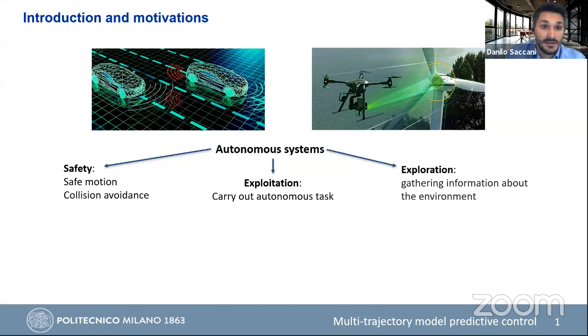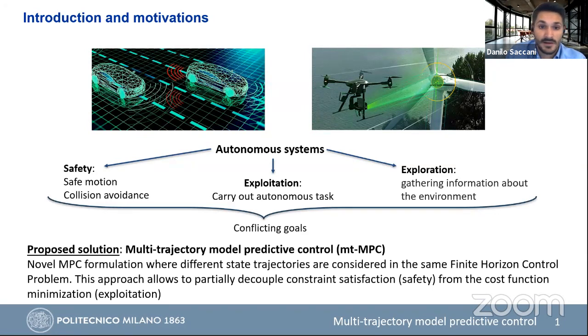So we can identify 3 pillars: safety, so the need to guarantee a safe motion; exploitation, so the need to carry out the autonomous task; and exploration, so the need of gathering information about the environment. Those requirements, however, are often conflicting, and our work aims at managing these conflicting goals, in particular exploitation and safety, with a novel MPC formulation that allows one to partially decouple the constraint satisfaction, so the safety requirement, from the cost function minimization, so the exploitation requirement.